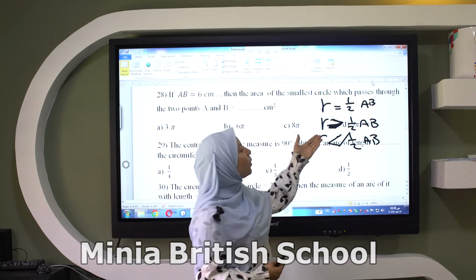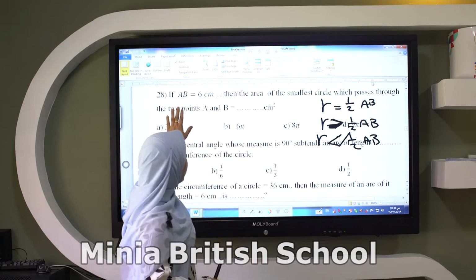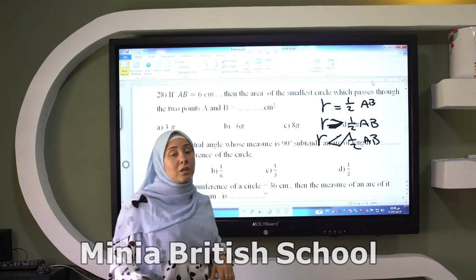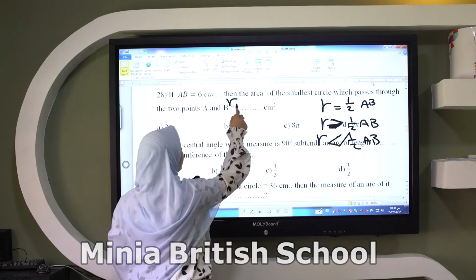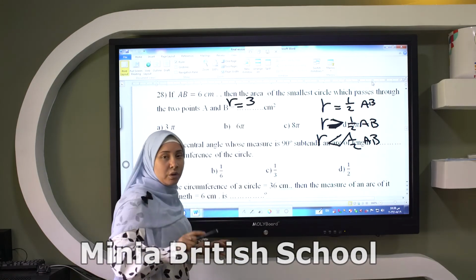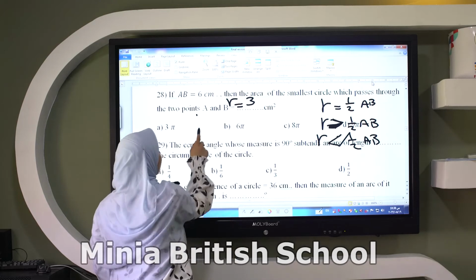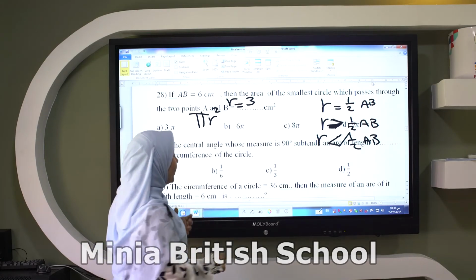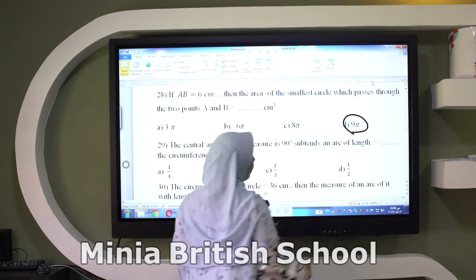So the radius equals half of AB. AB equals 6 centimeters, then the radius equals 3 centimeters. Okay, so R equals 3. Now you can calculate the area by this rule: pi R power 2 equals 9 pi.